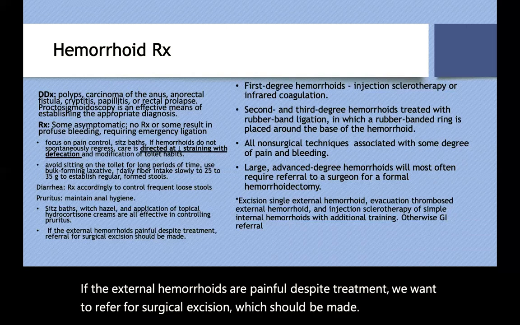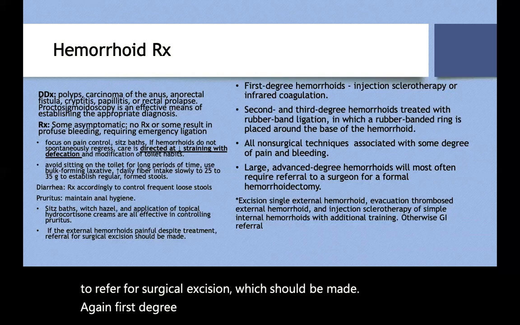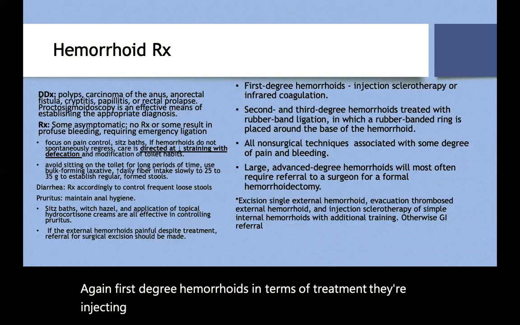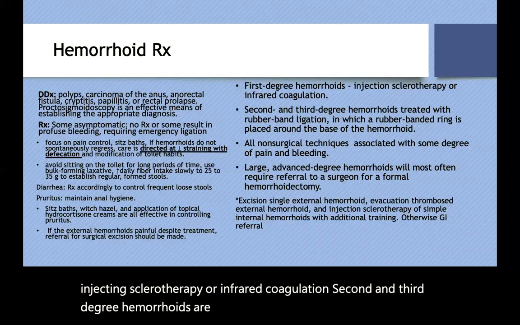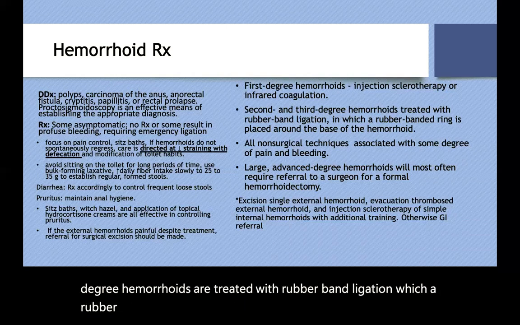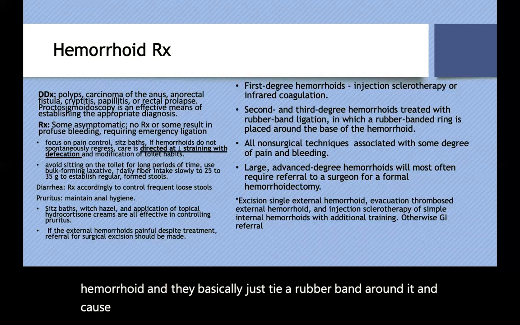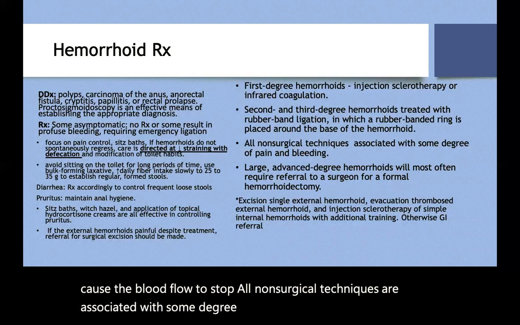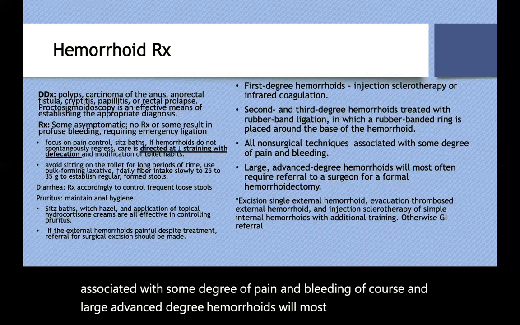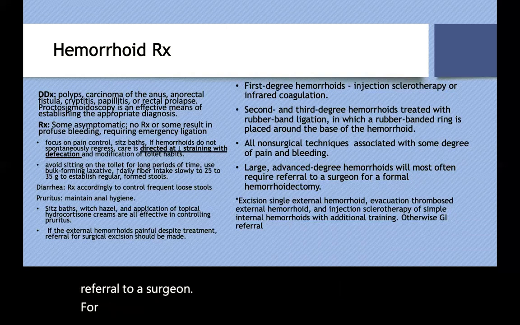So again, for first degree hemorrhoids, in terms of treatment, they're injecting sclerotherapy or infrared coagulation. Second and third degree hemorrhoids are treated with rubber band ligation, in which a rubber band ring is placed around the base of the hemorrhoid, and they basically just tie a rubber band around it and cause the blood flow to stop. All non-surgical techniques are associated with some degree of pain and bleeding, of course, and large advanced degree hemorrhoids will most often require referral to a surgeon for a formal hemorrhoidectomy.